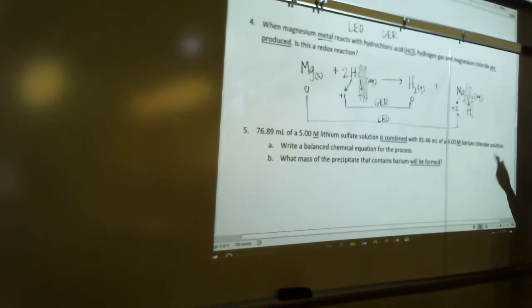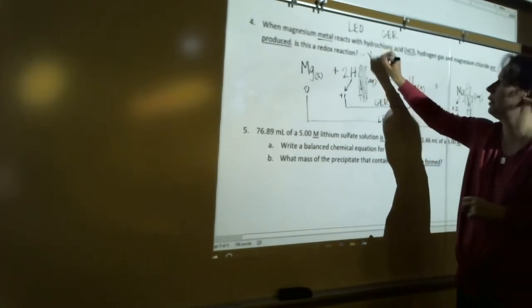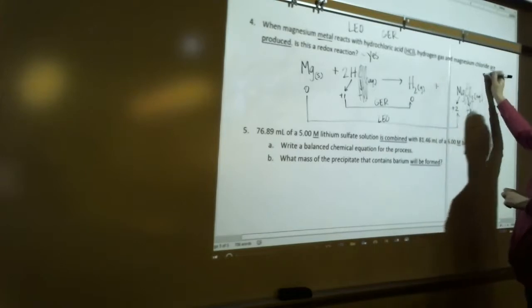Is it possible to have 2 GERs or 2 LEOs? It's not, right? So if you come up with that, you need to go back and check your oxidation numbers or check your formulas. So is this redox? The answer is yes. What is the oxidizing agent?